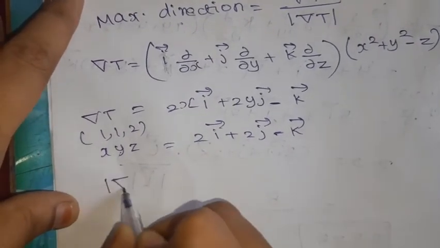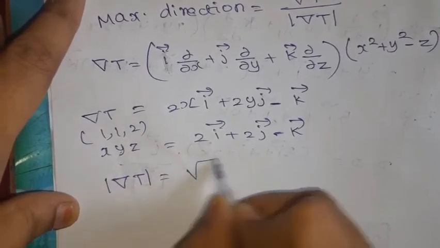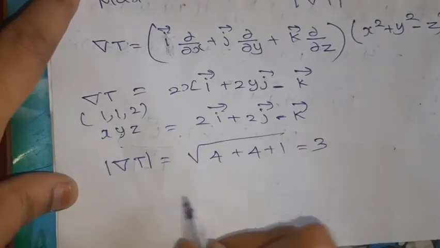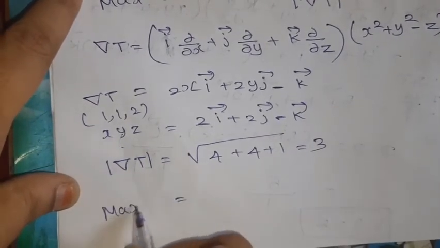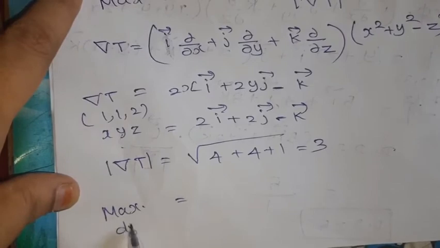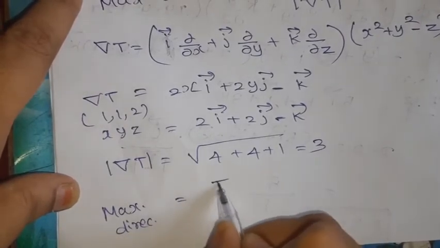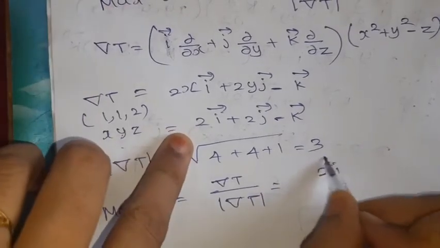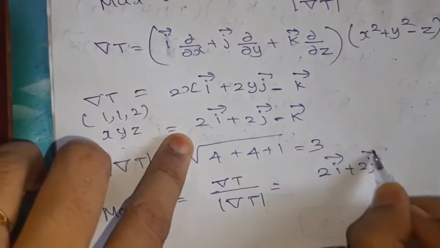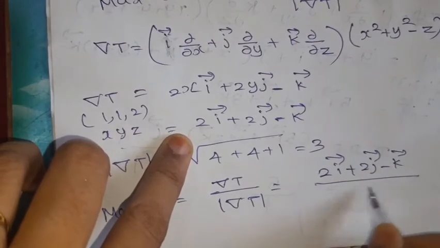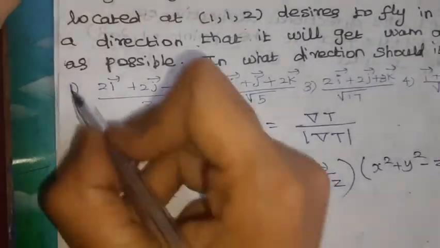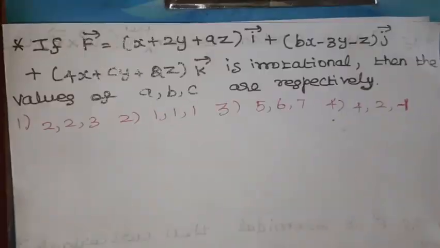So then what is modulus del T? Magnitude: 4 plus 4 plus 1, 8 plus 1, 9, so 3. So just substitute. The mosquito should fly in the maximum direction, which is nothing but del T divided by modulus del T. So (2i plus 2j minus k) divided by 3 is the right option. This one, option 1, is the right option. Okay, we'll move on to the next problem.